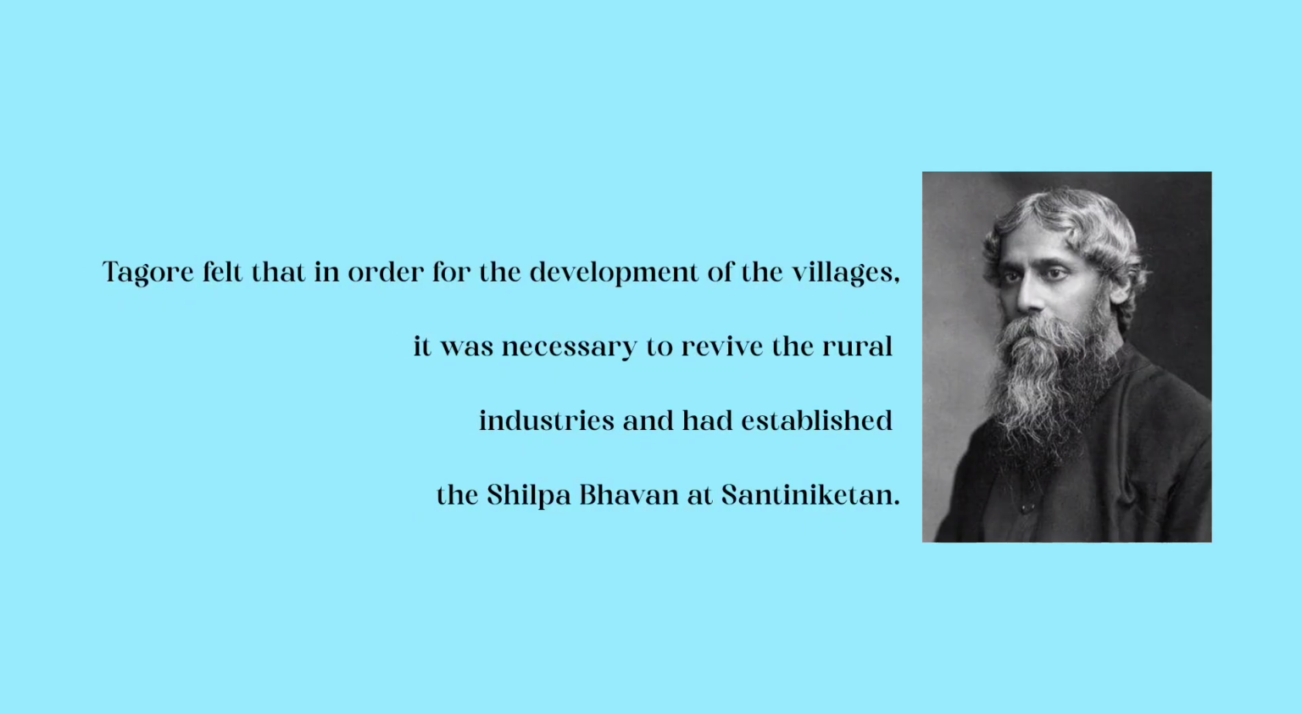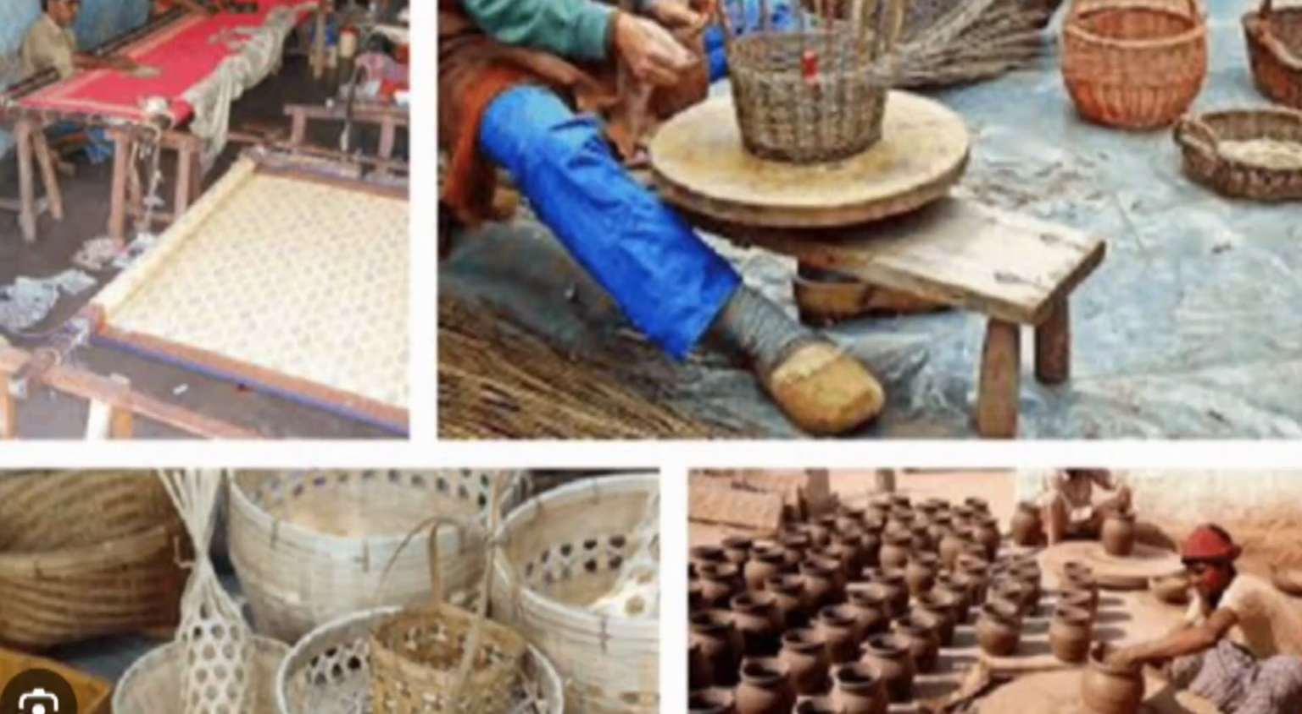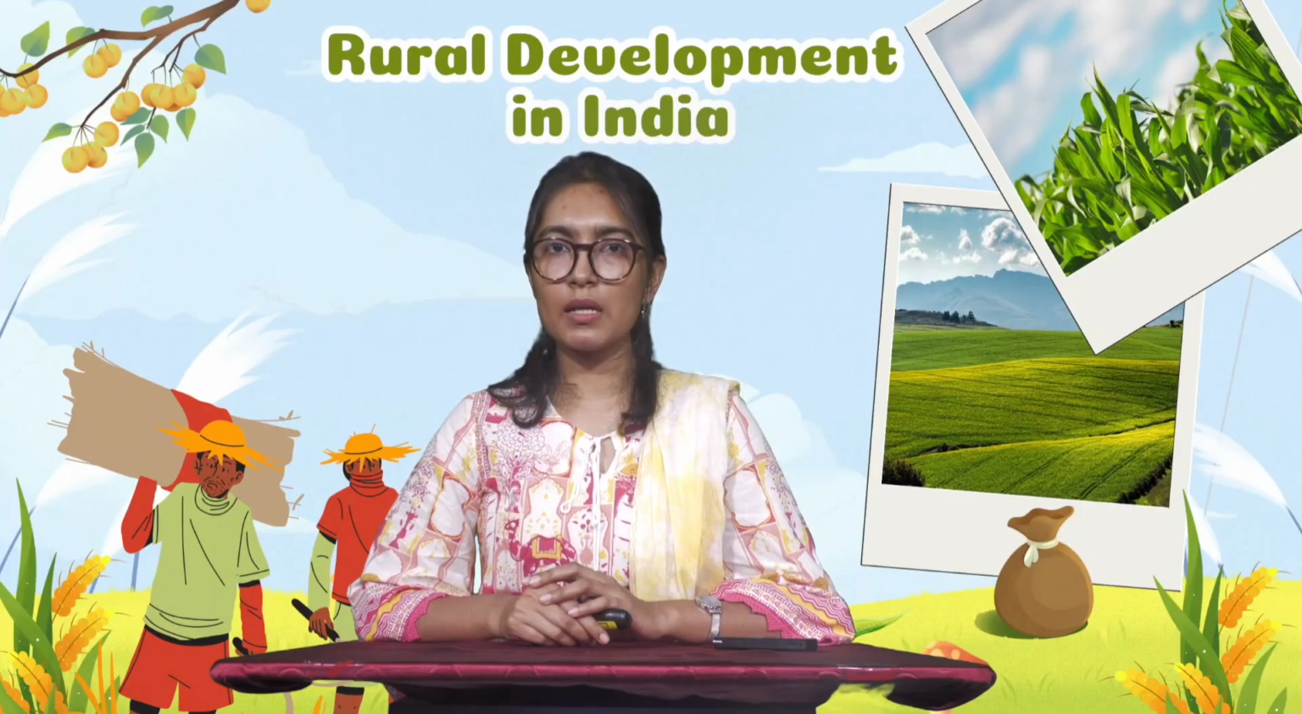Tagore felt that for the development of the villages, it was necessary to revive the rural industries, and he established a Shilpa Bhavan at Shantiniketan. A cottage industries training program was undertaken on his initiative to encourage the villagers to make artisanal objects so that wealth could flow in the villages. This would help the villages to be self-sufficient.